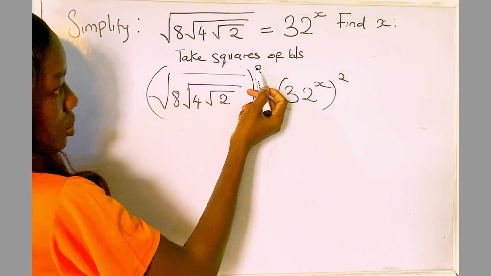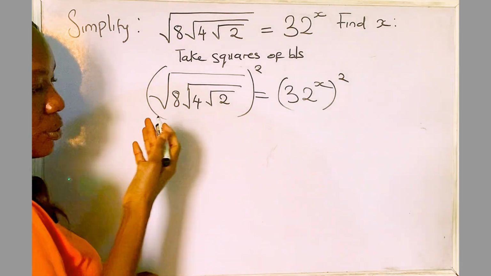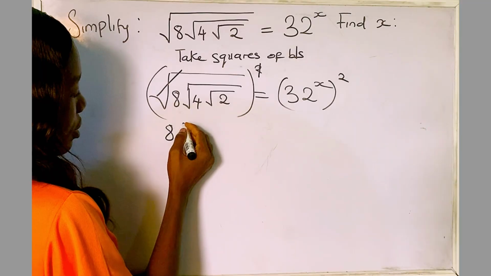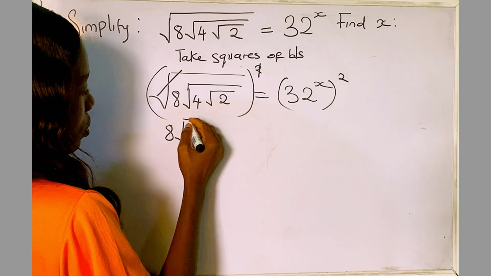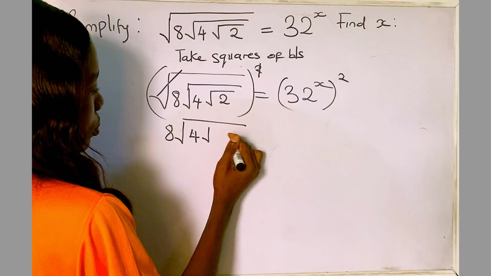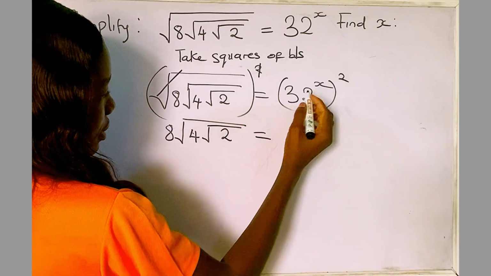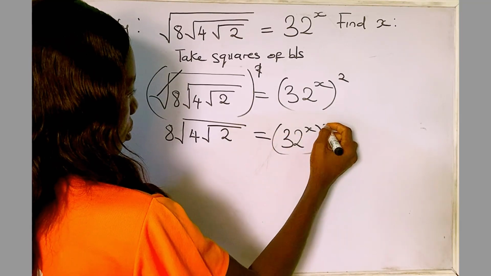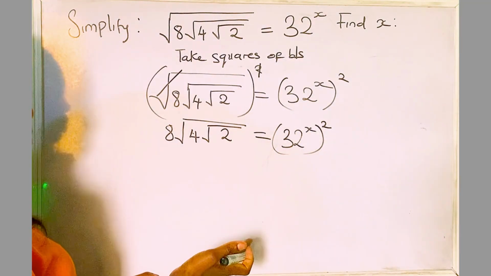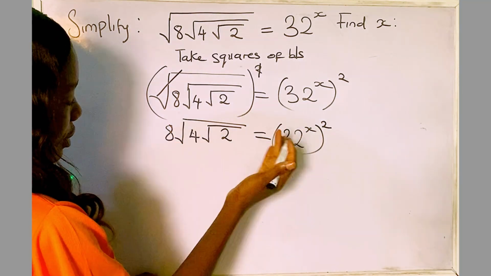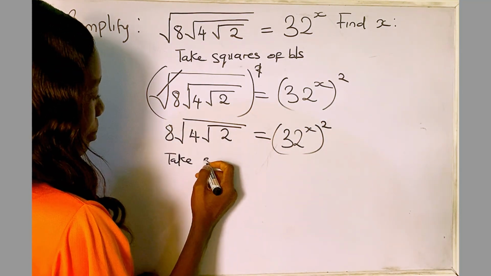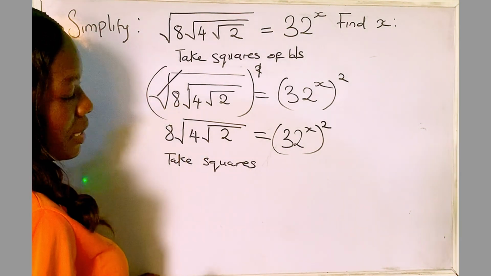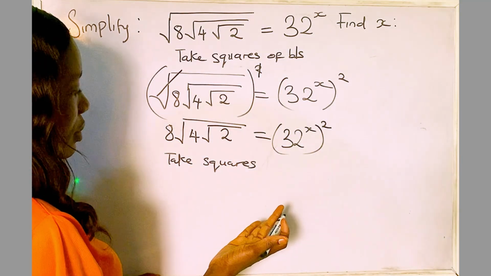Now, this square root, let's start with the outer one. This will take out this. Okay, so now we have 8 root 4 root 2, that is equal to 32 to the power of x, squared. That's 32 to the power of x squared. Now, take squares again. We'll keep taking squares till we've completely eliminated the square root. That is how to eliminate the square root. Take squares to eliminate the square root.